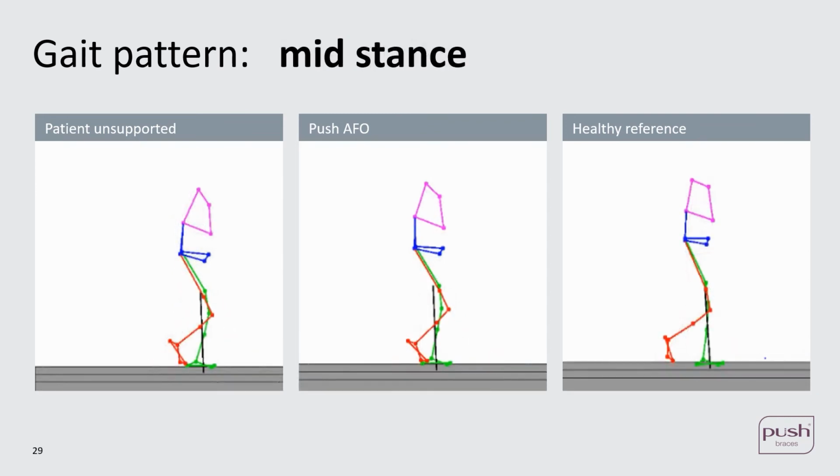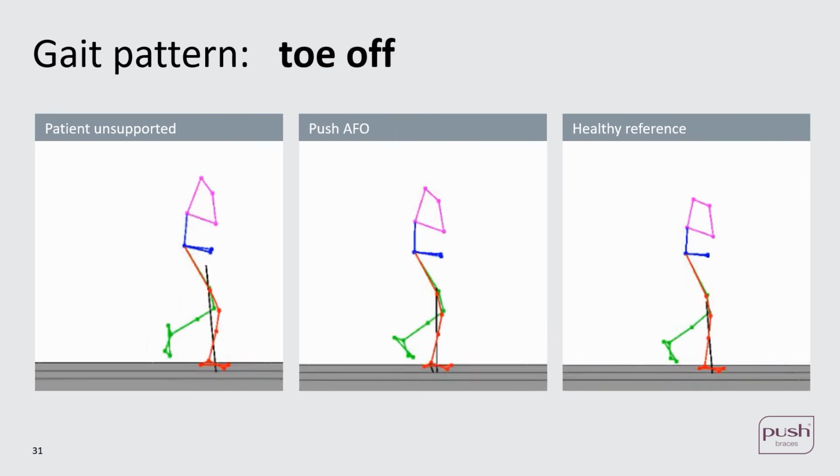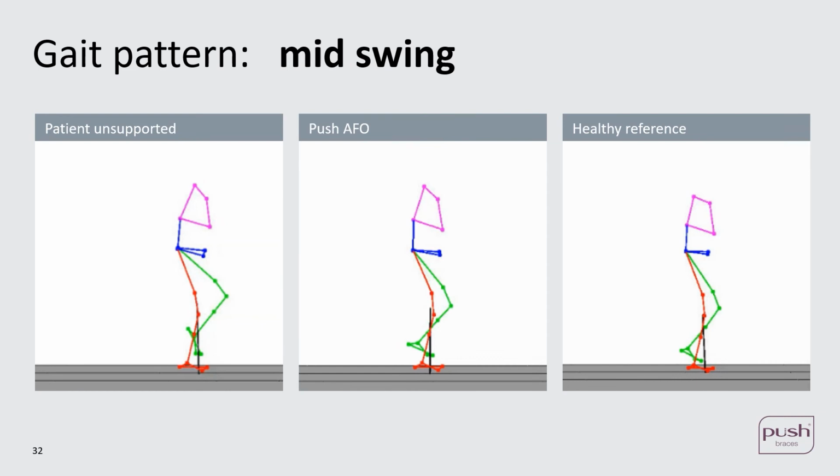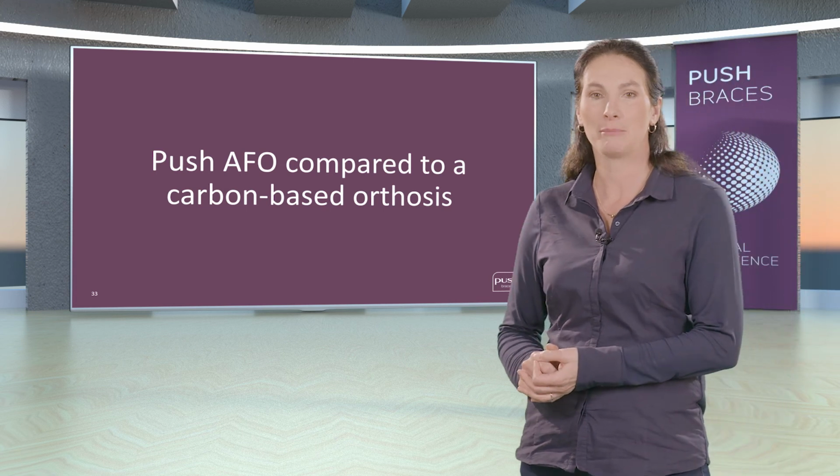At the affected leg's mid-stance, the standing leg and torso are somewhat straighter. The same can be said at heel rise. The center of gravity is more favorable. Also, the stick figures show clearly that correction of the foot drop is evident. And the swing phase gives a pretty normal picture. Push AFO therefore contributes to a more stable, easier gait pattern.